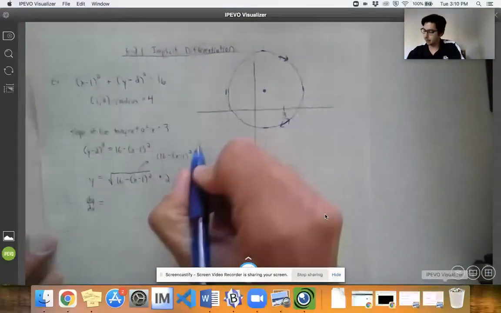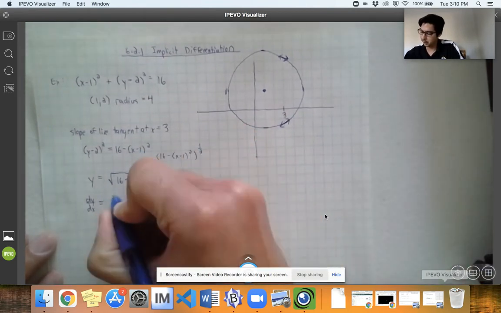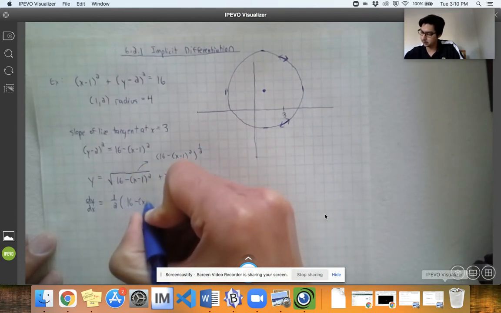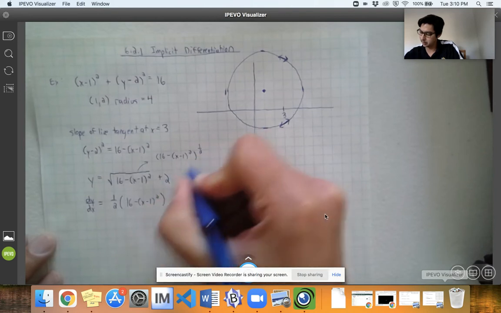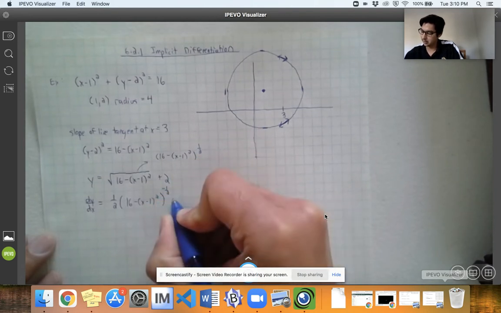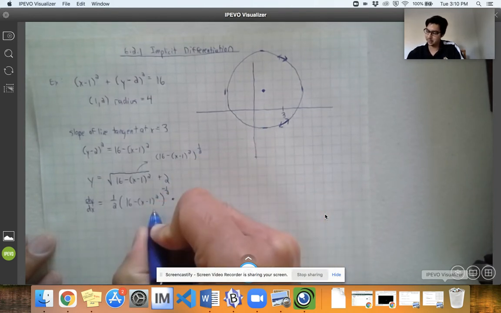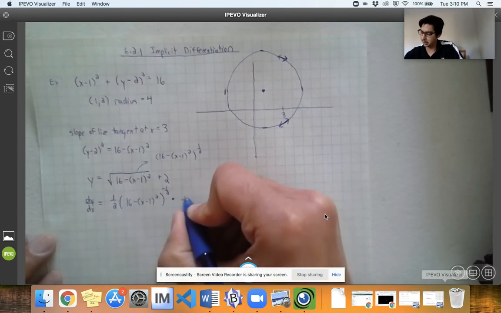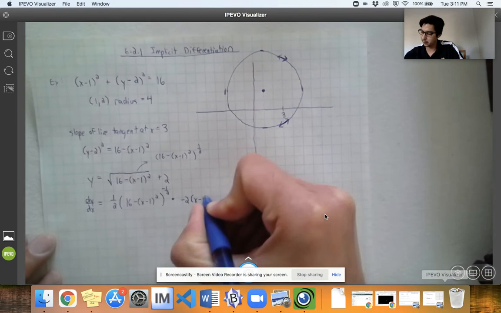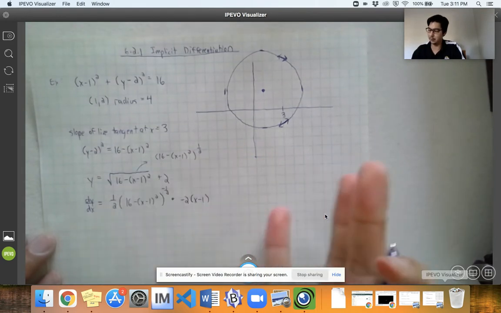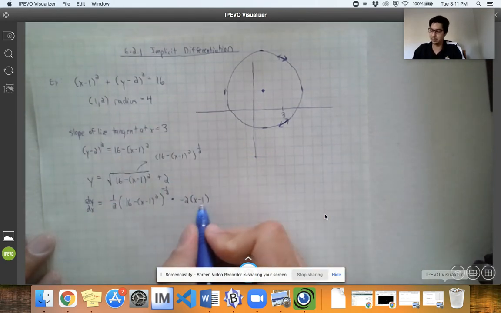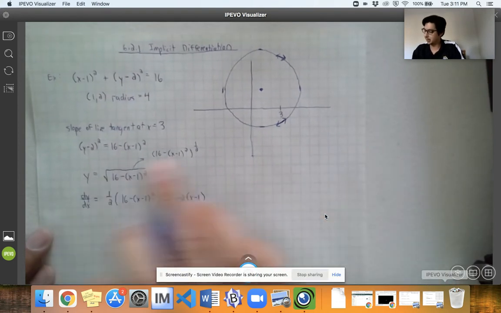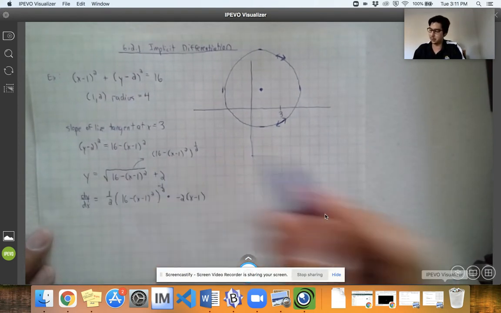So that means with derivatives, with the power rule, I bring that in front. So it'd be 1/2, leaving the inside alone from the chain rule, to the negative 1/2, times the derivative of the inside, where the derivative of 16 is 0, and the derivative of this is going to become negative 2 times (x minus 1). And then you would do the derivative of the inside again, but the derivative of x minus 1 is just 1, so we don't have to account for that. And then the derivative of 2 is 0, so we don't have to account for that.